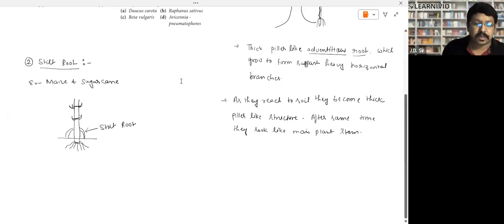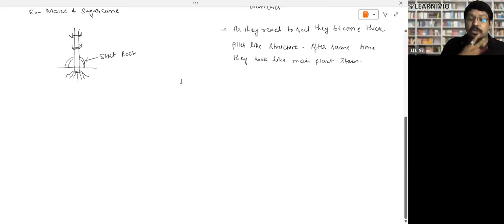So what is their function? Their main function is support. Why? Because the sugarcane or maize plant has a particular length, right? And these adventitious roots are not that strong, so they cannot hold the plant in this way. To support it, that is the additional support. Stilt roots provide additional support. So please note it down.